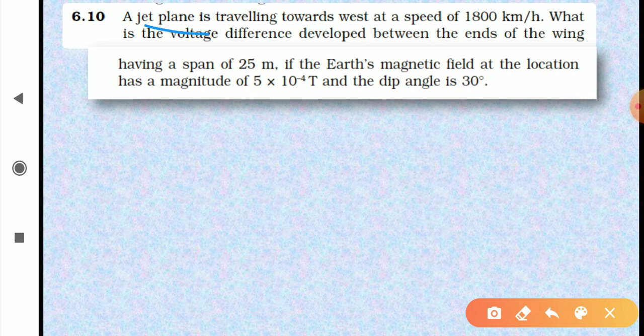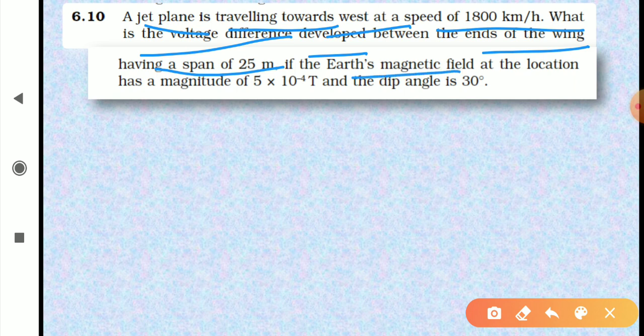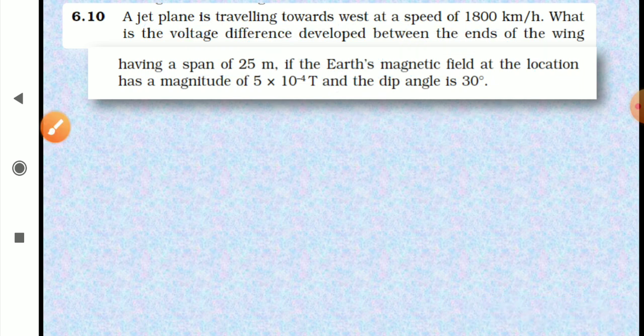So again, an NCERT problem as well as a board problem. A jet plane is traveling towards west at a speed of 1800 km per hour. What is the voltage difference developed between the ends of the wings having a span of 25 meter, if the Earth's magnetic field at the location is 5 × 10^-4 Tesla and the dip angle is 30 degree?